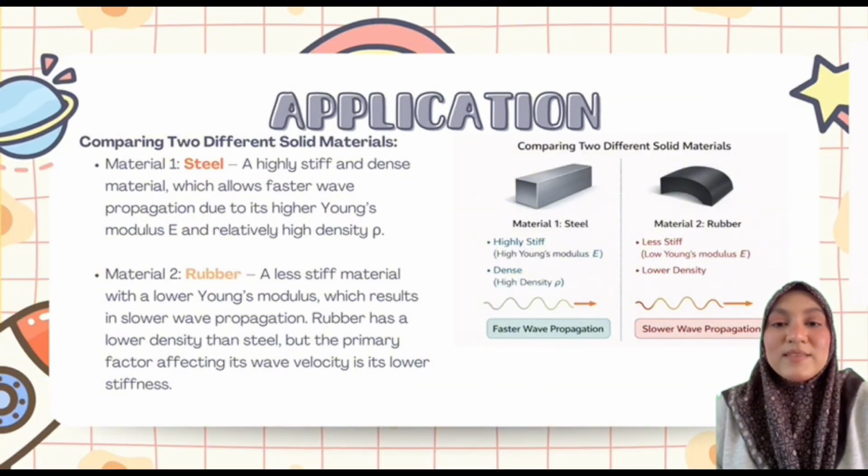Material 1 is steel. Steel is stiff and dense with a high Young's modulus E. This allows faster wave propagation. The high stiffness overcomes the effect of its high density, enabling faster wave travel. Material 2 is rubber. Rubber has a low stiffness E and a lower density than steel. Despite the lower density, its low stiffness slows down wave propagation. In summary, steel's higher stiffness results in faster wave propagation compared to rubber, where low stiffness is the key factor slowing down the wave velocity.